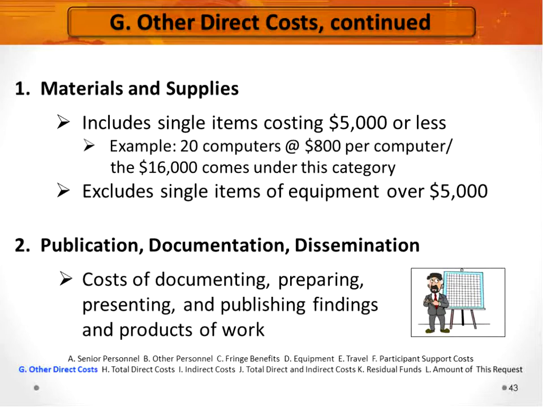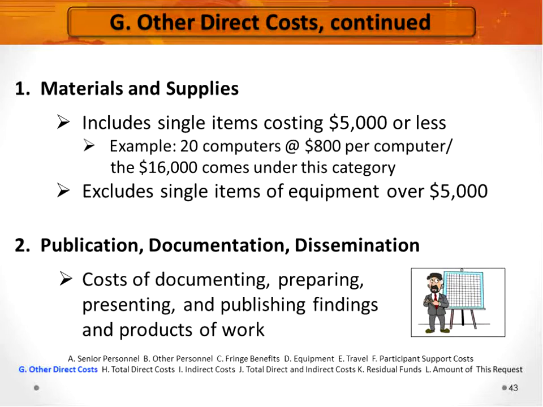For publication, documentation, and dissemination, funds may be requested in this category related to documenting, preparing, publishing, and sharing research findings or supporting materials coming out of your grant activities. And they generally include activities such as reports, reprints, editing, documentation, storage and indexing of data in databases, websites, page charges for publications and journals.